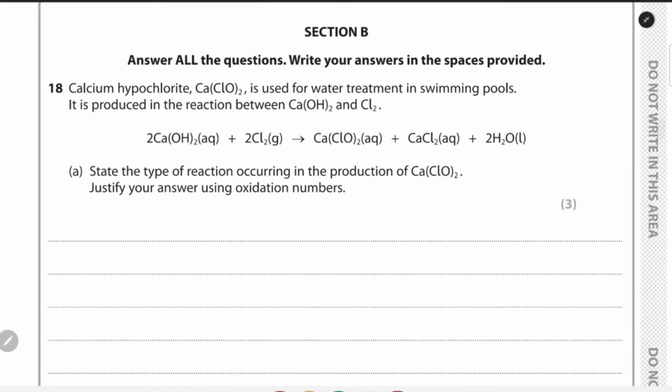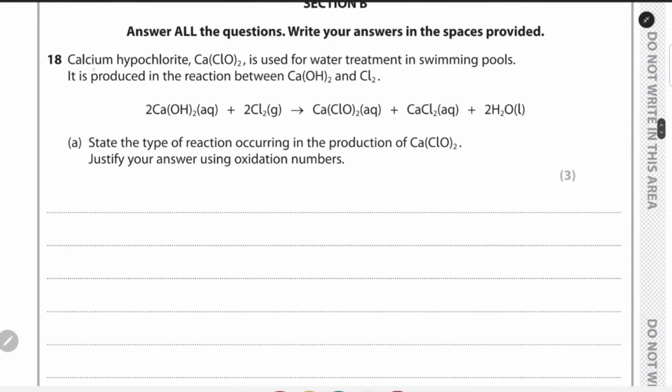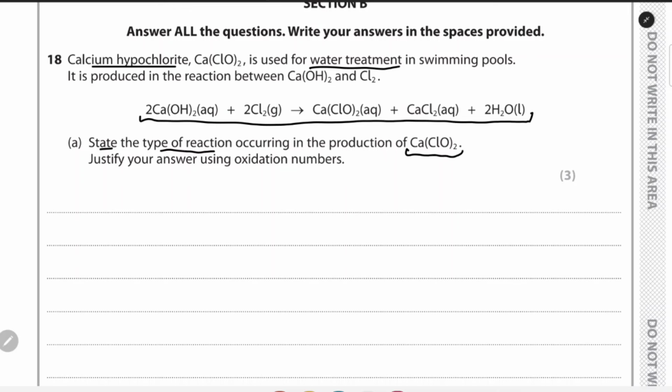Now on to section B. We are told in question 18 that calcium hypochlorite is used for water treatment and we are given the reaction. In the first question, we have to state the type of reaction in the production of CaClO2. Now if you look over here, the chlorine is being converted to ClO2, the hypochlorite over here, and CaCl2, calcium chloride over here.